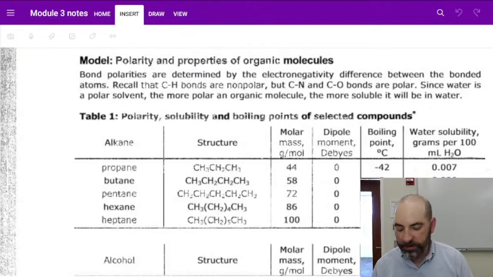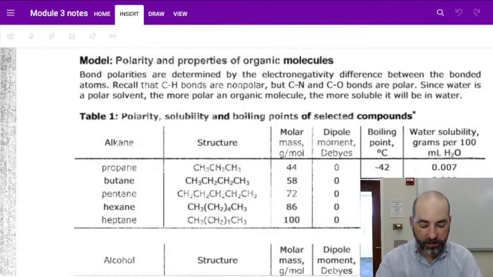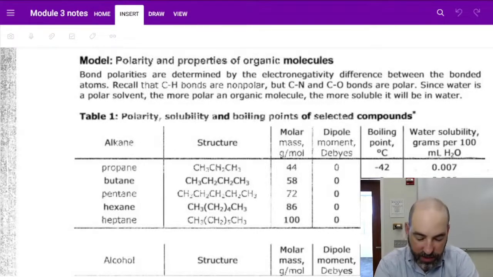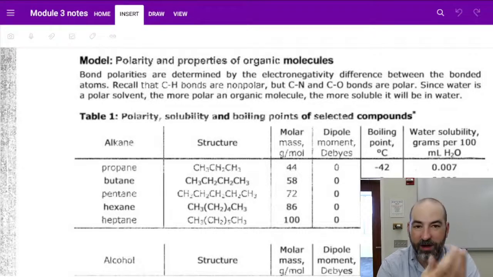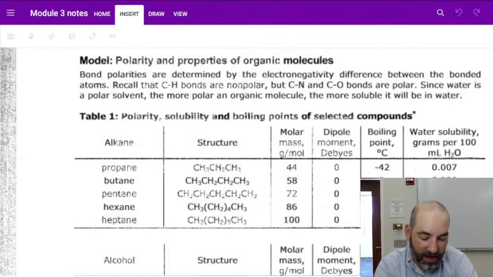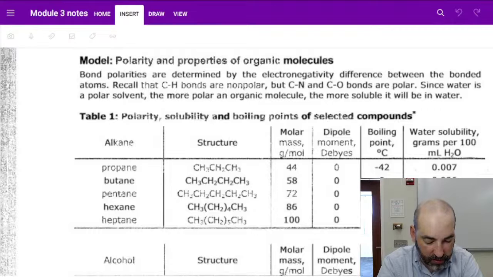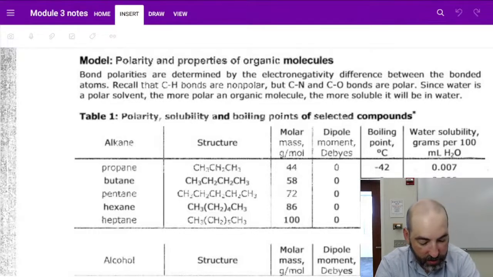Read it carefully. So it says here, bond polarities are determined by the electronegativity difference between the bonded atoms. That's kind of what we just talked about. Recall that CH bonds are nonpolar. So in our case, you won't be recalling this because we didn't really talk about this, but CH bonds are nonpolar. But CN and CO bonds are polar. Since water is a polar solvent, the more polar an organic molecule, the more soluble it will be in water.